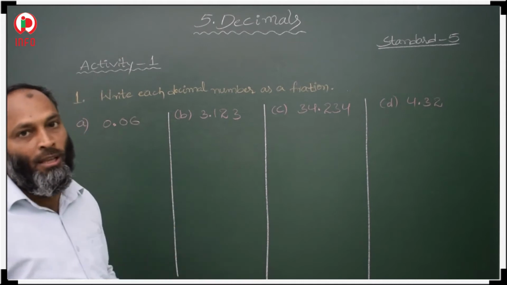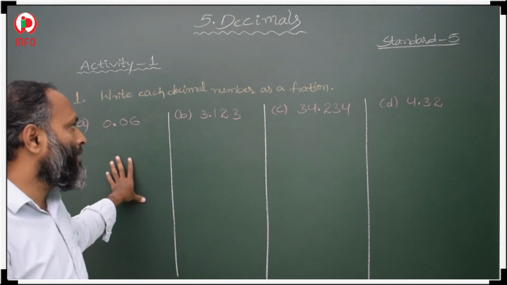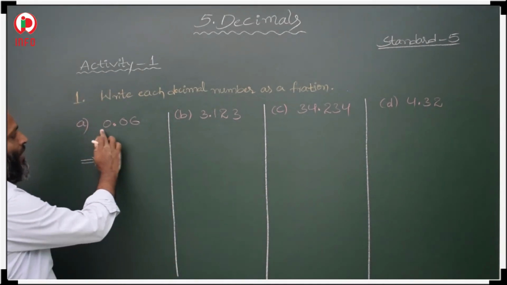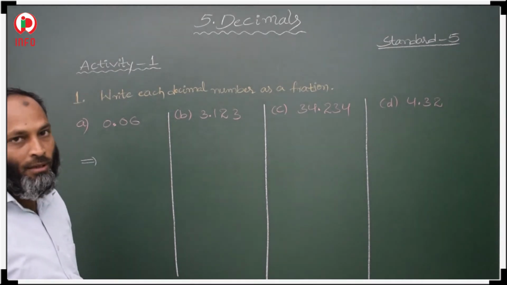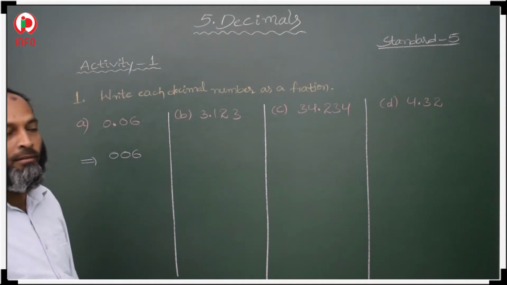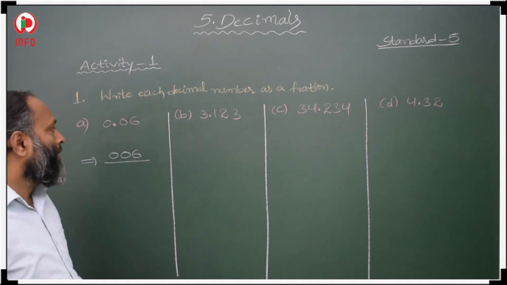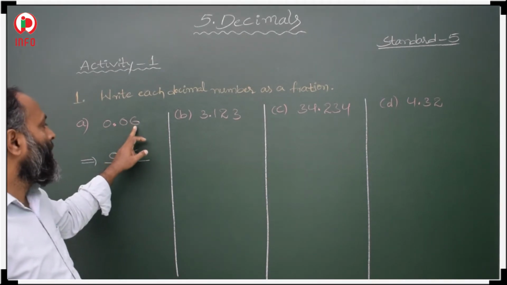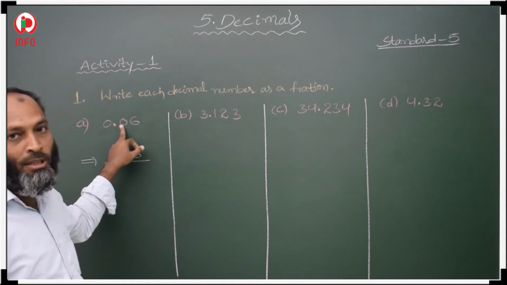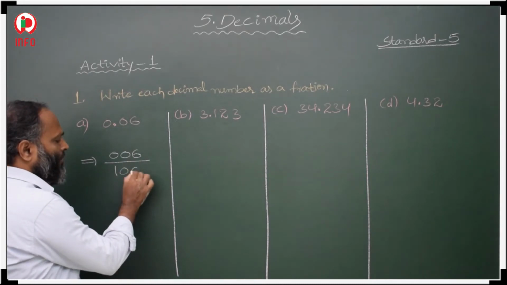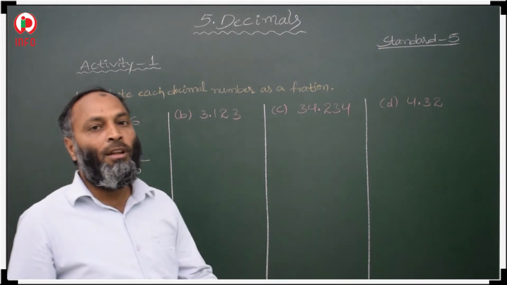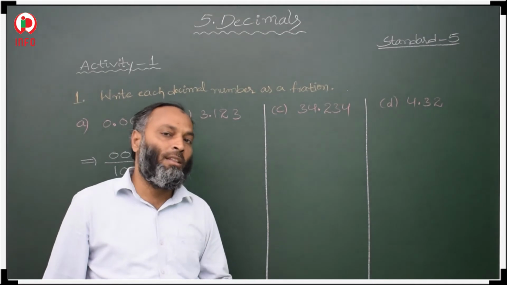First, all of you listen carefully. Here is how to convert these decimal numbers into a fraction in short. First we take the number complete, without the decimal: 006. Then we divide by a power of ten. After how many digits do we have the decimal? If after 2 places we have a decimal, then divide by 100. If after 3 places, then 1000. If after 4 places, then 10,000, in this way.